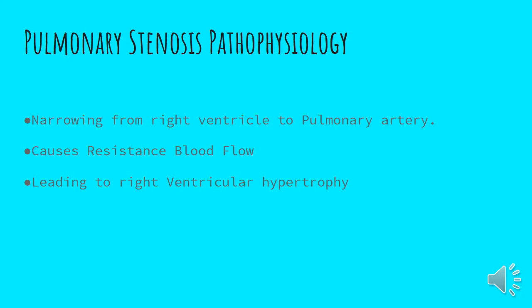The tricuspid and bicuspid valves may be normal or they may be dysplastic. The narrowing of the valve or blood vessel causes resistance to blood flow at the right ventricular outflow tract, which in turn increases pressure in the right ventricle, leading to right ventricular hypertrophy.